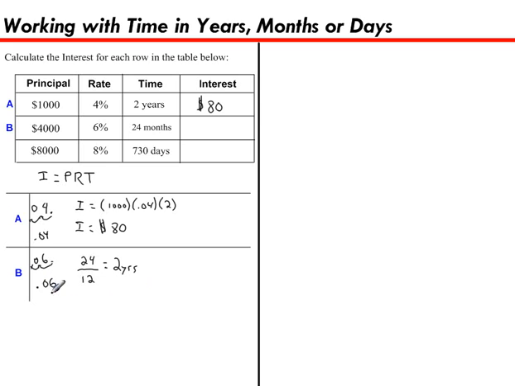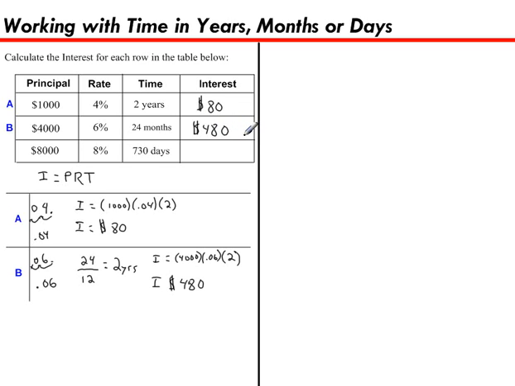Now I'll take my new R value and my new T value and use the simple interest formula. So again, I is equal to, in this case the principal is 4,000 times my new R, which is 0.06, and my new T is 2. And for this calculation, again, you can go ahead and use your calculator if you like. I'll just show you that the final answer is $480. And I'll add that to my interest area for my second problem.